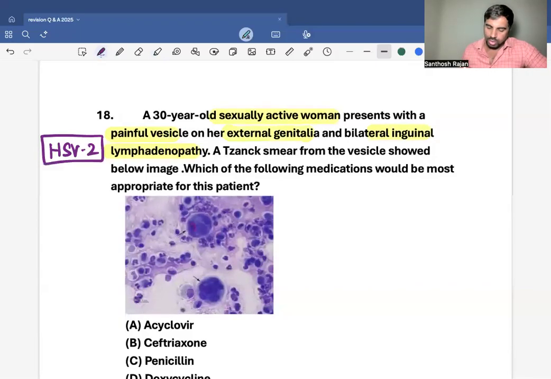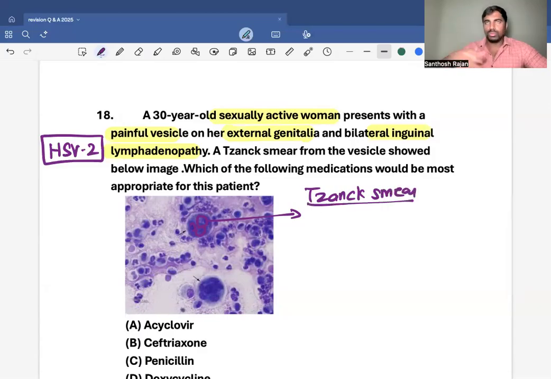So you're seeing what you're seeing. This is a Tzanck smear. A Tzanck smear is basically where you take from the deep tissue. You remove the vesicle roof, and from the lower base, you scrape and make the smear. So in the Tzanck smear, you're seeing what? A multinucleated giant cell, MNGC. You call it a multinucleated giant cell. So that means this is more likely HSV2.